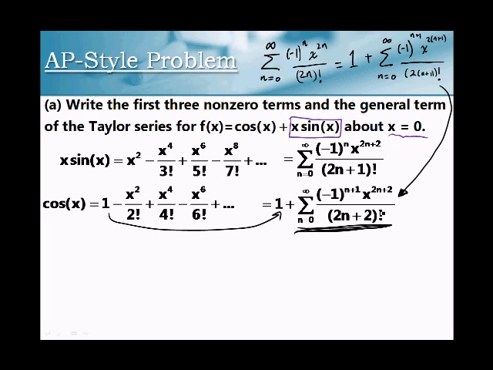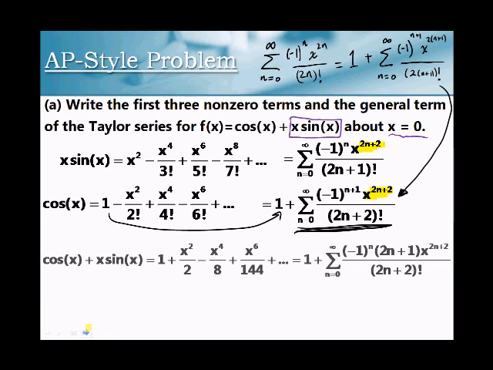Now you might be wondering why I did that. The main reason is now if you compare my sigma notation for x sine of x and my sigma notation for the cosine of x, these are both x to the power 2n plus 2, and it's going to make it a lot easier then to add these together. So let's go to the next slide.